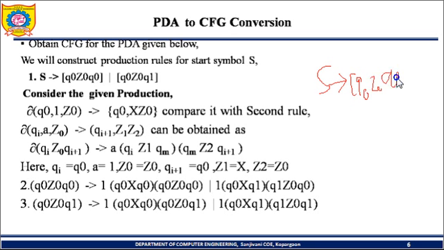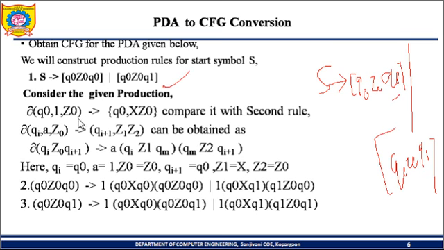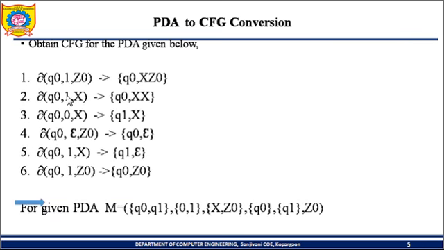So Q0 Z0 Q0 goes to Q0 Z0 Q1, up to the final state we need to write down Q0 Z0 Q0 to Q0 Z0 Q1. This is the first production. Now consider the next production. So the next production is: given this one, Q0 1 Z0 to Q0 X Z0.